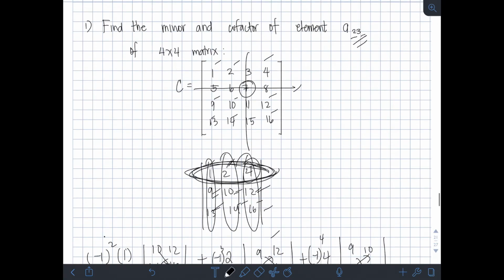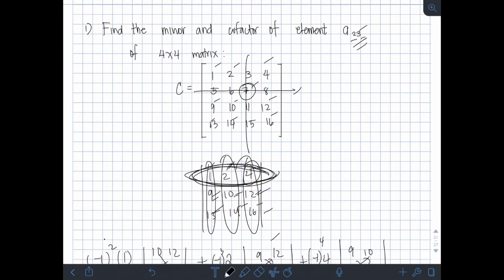So, therefore, yung minor ng element A23 na 7 is 0. Okay, and then yung cofactor niya, so kung ano man yung nakuha nating minor na 0, multiply natin sa negative 1 raised to, dahil 2, 3 tayo, 2 plus 3, or negative 1 raised to the 5. So, negative 1 to the 5th is negative 1 times 0. So, dahil 0 lang naman yung minor niya, 0 din yung cofactor niya.